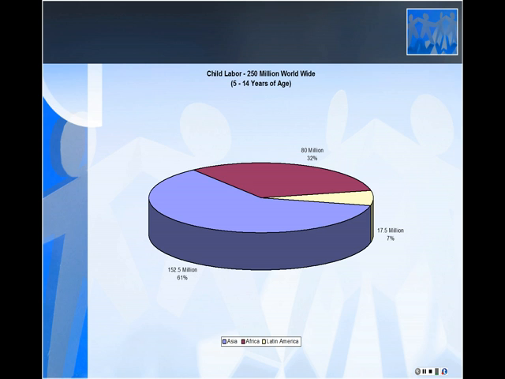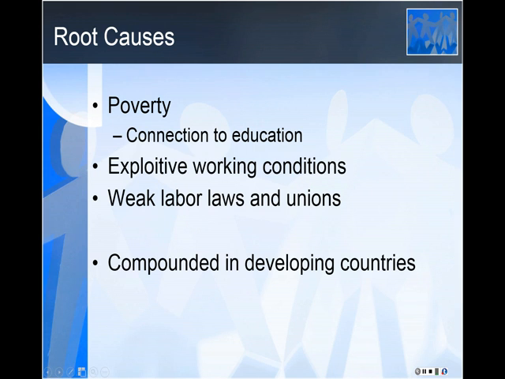All right, so what is the rationale or the root causes for child poverty, child labor? The number one, as mentioned before, is poverty. There is a connection to education, but the literature suggests that there's a definite connection between poverty and child labor. But this relationship is complicated by additional factors such as illiteracy of both the parent and the child.